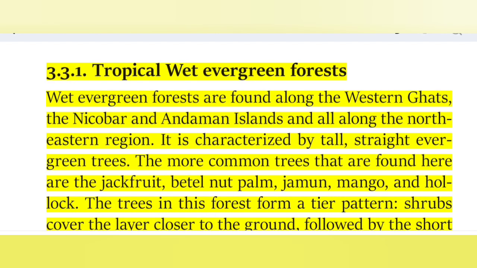Wet evergreen forests are found along the Western Ghats. What happens in the Western Ghats? It always rains. Leeward side and windward side. The Western Ghats are on the windward side, so it rains. So, wet evergreen forests are found along the Western Ghats, the Nicobar and Andaman islands, and all over the northeastern region.